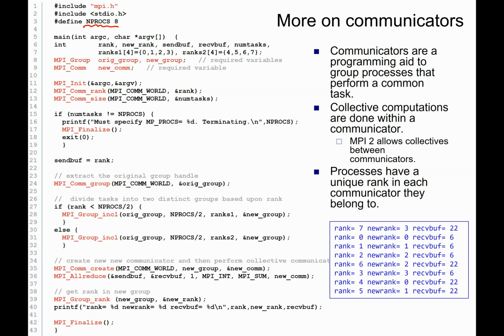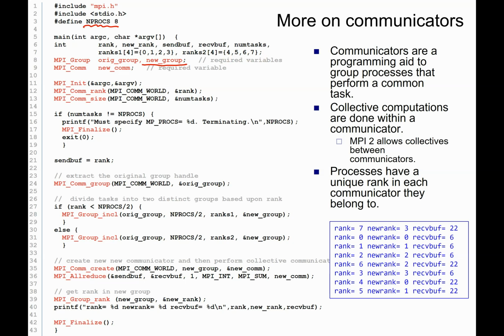Okay, so the new group. This is what I'm looking for. Right, here we go. This is a group of processes. We're going to create 2 new groups. The first new group is going to have processes with ranks 0, 1, 2, 3 in the original communicator, and the other group is going to have processes with ranks 4, 5, 6, 7 from the original communicator.